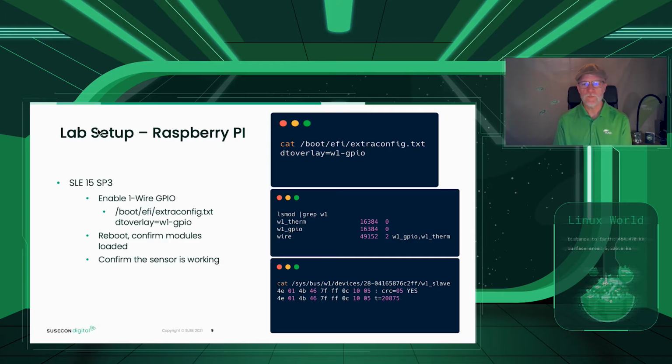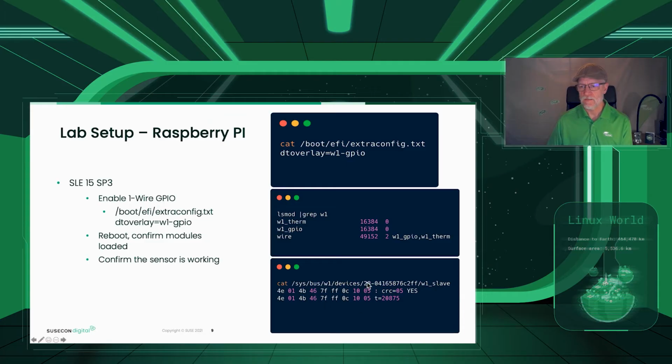Reboot the box, and then I was able to very quickly confirm that the module is loaded with that overlay. You can see here, w1_therm and w1_gpio, both of them loaded, and they're used by the wire module here. At the same time, I could check the Raspberry Pis themselves to make sure that they are reading the device. I'll show you this on a live system when we get to the demo.